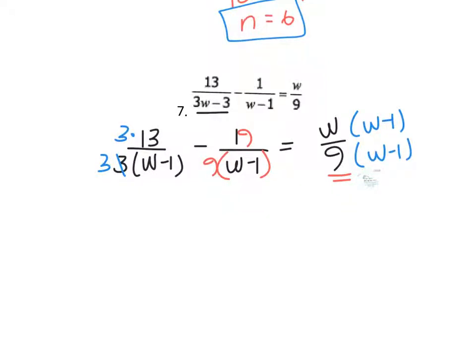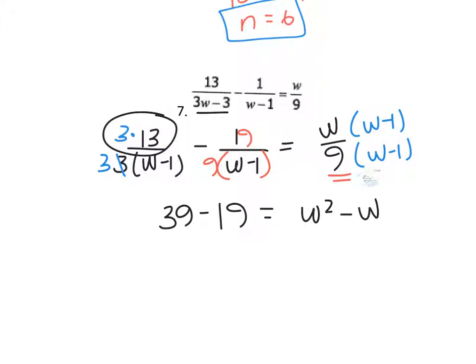So my numerator is going to turn into 39 minus 19 equals w squared minus w. So I'll have 20 equals w squared minus w.